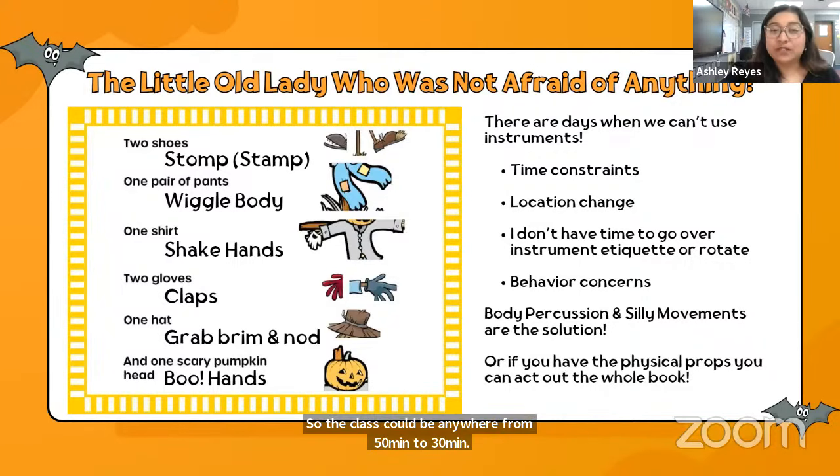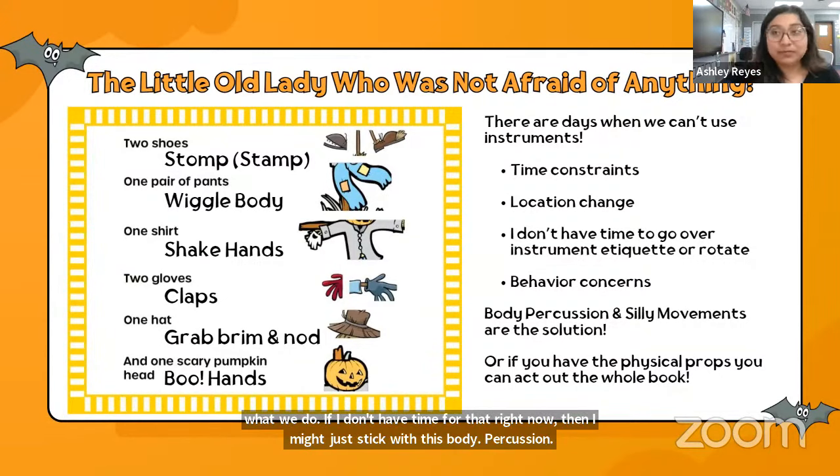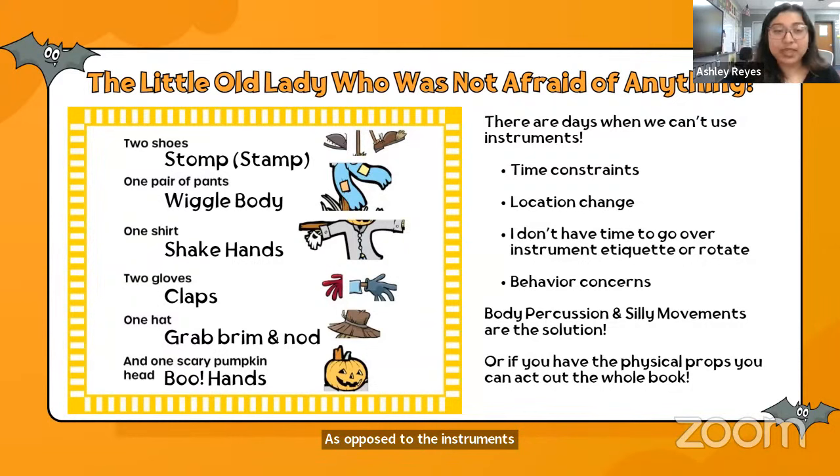So if you've got time constraints or a location change, I don't know about you, but I become the coach often. If you don't have time to go over that instrument etiquette, we're at the point of the year where every time we go to instruments, I'm reviewing the instrument etiquette, how we get there, what we do. If I don't have time for that right now, then I might just stick with this body percussion as opposed to the instruments. Or behavior concerns, you know your kids best. So if any of that is true to you, then you might want to do this without instruments. So how would we do that?